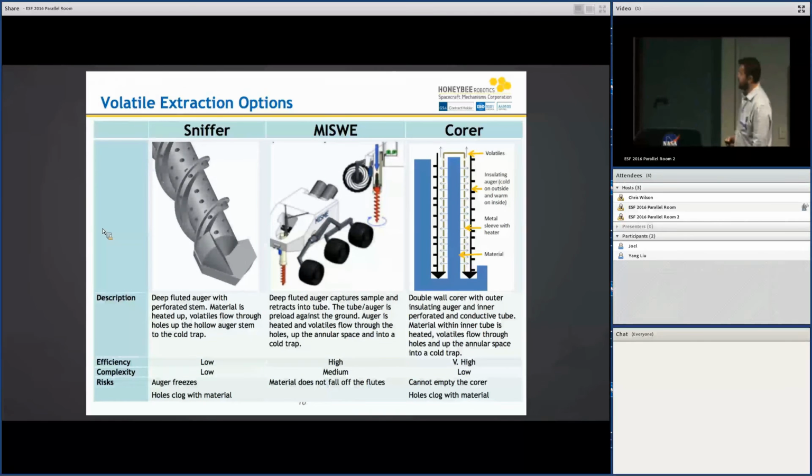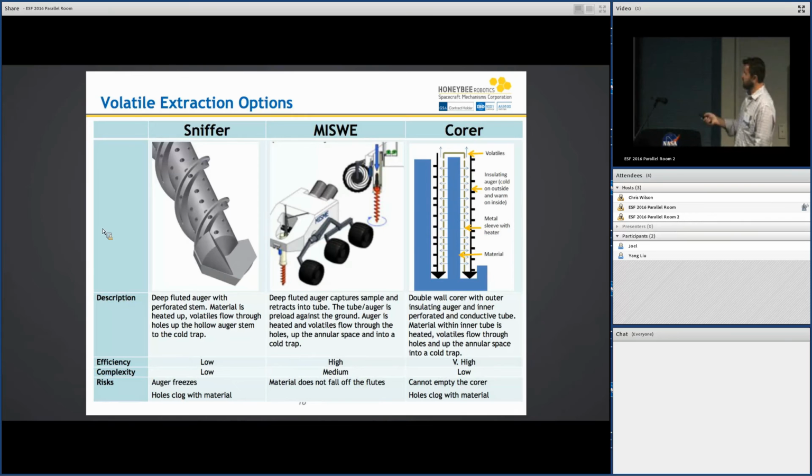So we looked at three different extraction options. Sniffer, we used this because everyone was talking about it. Everyone thinks drilling down with a perforated sort of auger, heating it up and trying to pull volatiles through these holes into the cold finger is actually going to work. We knew it's not going to work because water usually goes to a cold finger, to a cold trap. If you heat up these surfaces, you're going to repel water effectively, and water is going to go somewhere else. But we tried it just to see what happens.